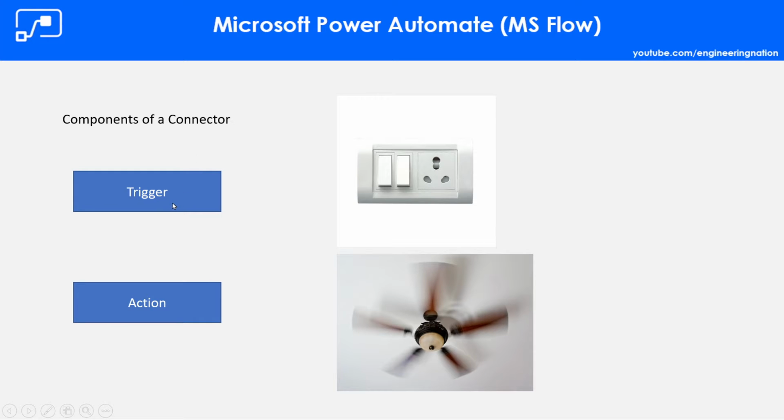There are two components in connectors: one is trigger and the second is action. Every connector has two parts, trigger and action. What is a trigger? For example, if you press a button, the action is to run the fan. So a trigger is the triggering point for any kind of thing. For example, when an email arrives in your inbox, you want to reply to that email or save the attachment of that email. This is your action.